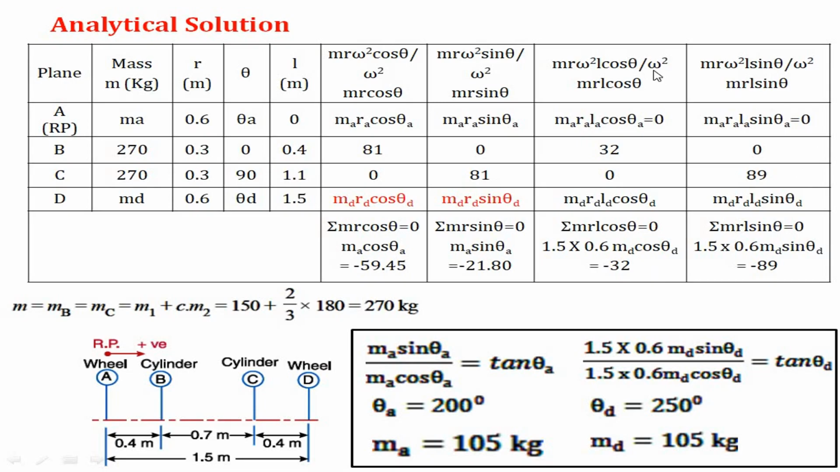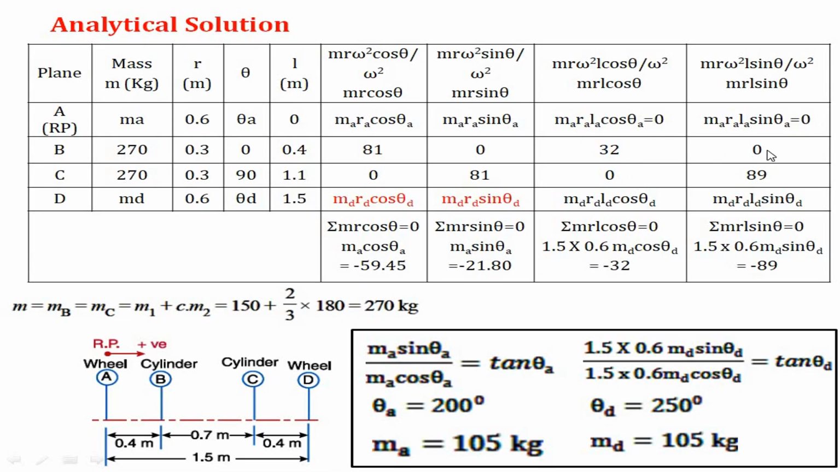For further calculation, we are going to focus on the last two columns, in which we get this term as 0, as the value of L A is 0. Similarly, we get 0 over here. So in this column, we get three numerical values: 0, 32, 0.